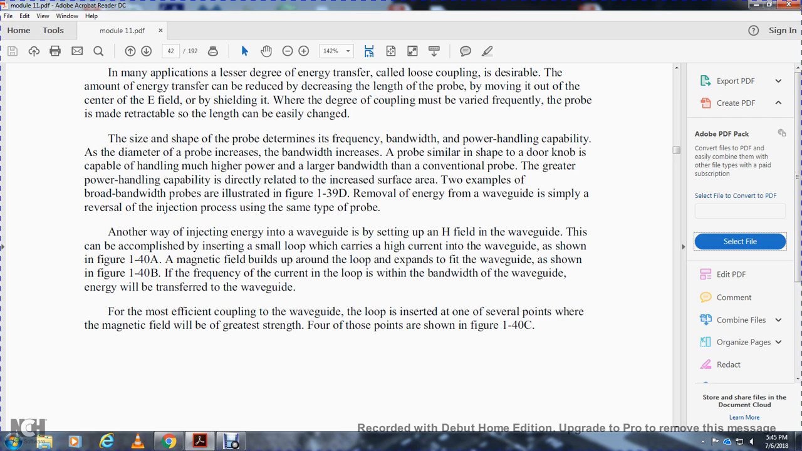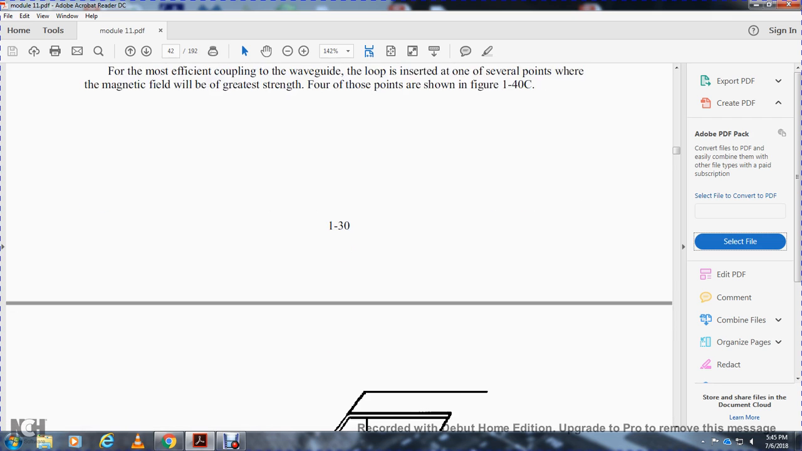The magnetic field builds up around the loop and expands within the waveguide, as shown in figure 140B. If the frequency of the current in the loop is within the bandwidth of the waveguide, energy is transferred to the waveguide. For most efficient coupling, the loop is inserted at one of several points where the magnetic field will be strongest. Four of these points are shown in figure 140C.